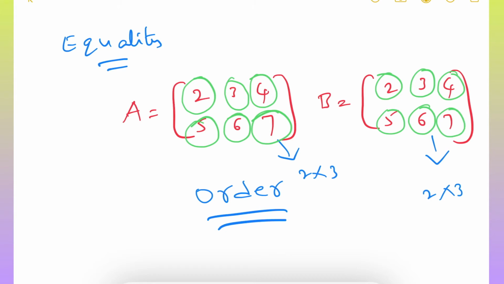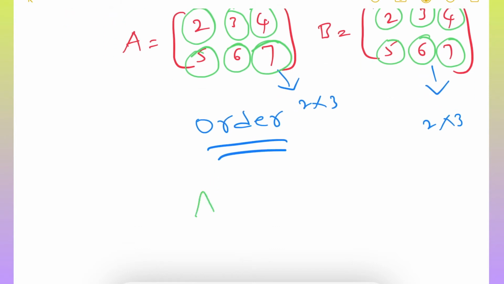So every element of matrix A and matrix B are equal to each other. Then matrix A is equal to matrix B.